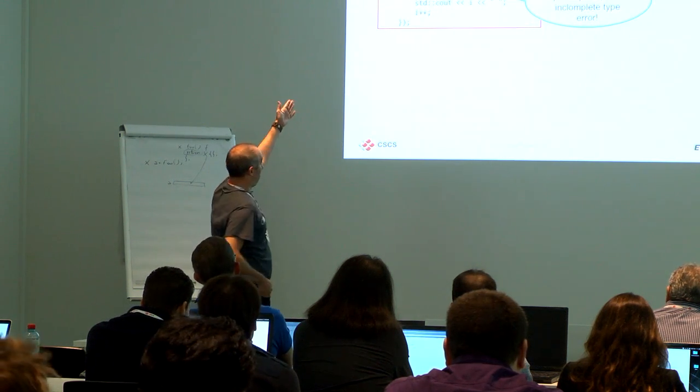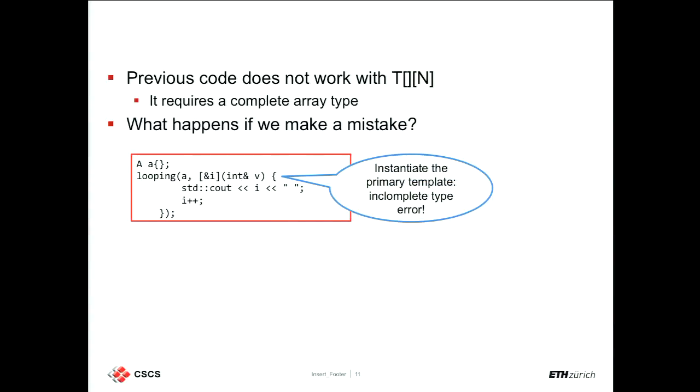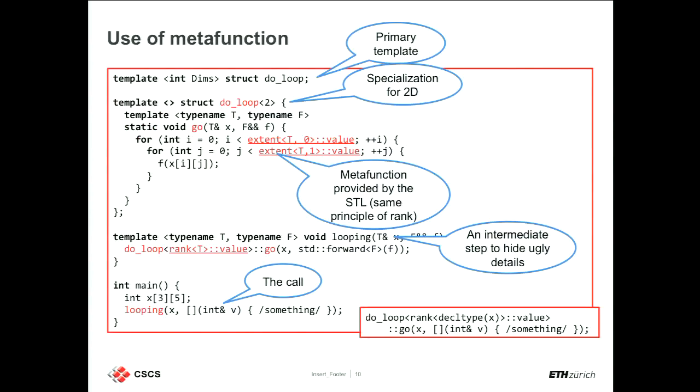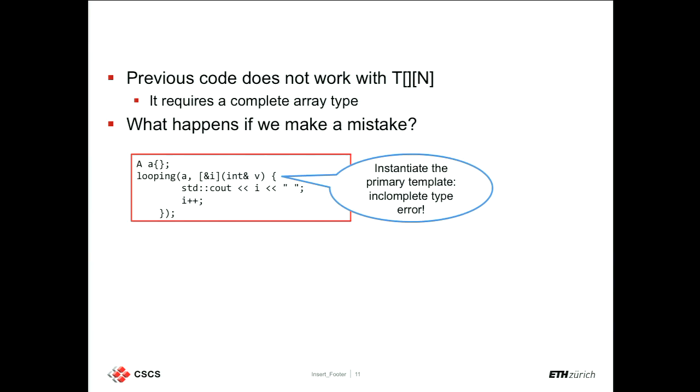So suppose I have my object of type A, and I create this object, and I pass it as data to my looping. This will give me an error because the rank doesn't work for any type. It works just for arrays. And the template substitution will fail. And you try to go to the primary template. But as you can see, the primary template doesn't have an implementation. It's an incomplete type. And you get an error that says, sorry, incomplete type somewhere.